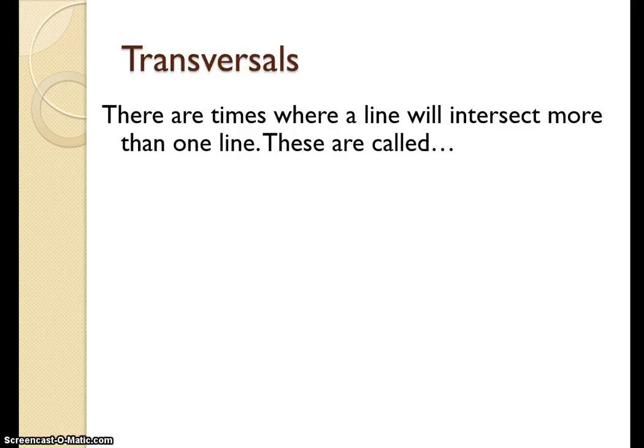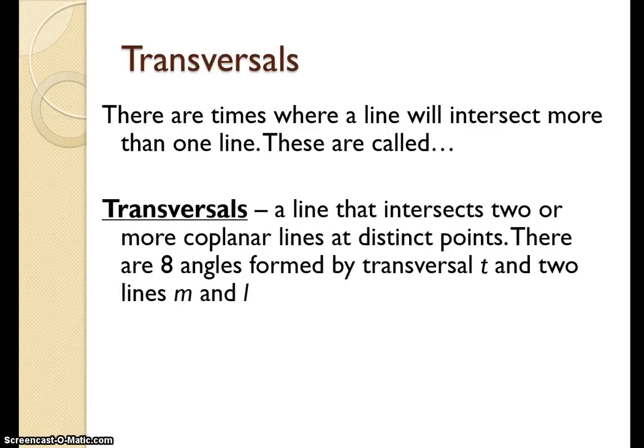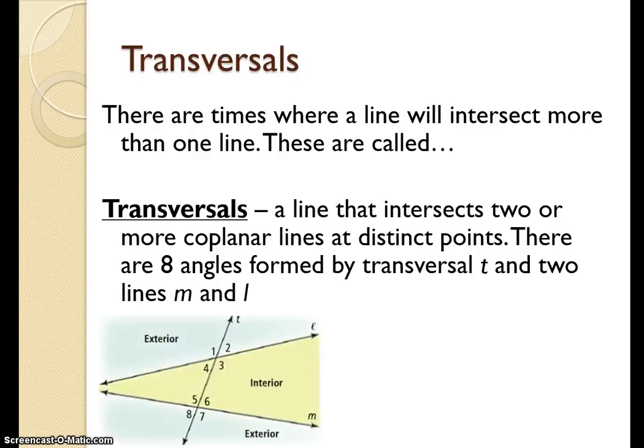We're going to get now more specific with some things because we're dealing with a lot with our parallel lines and such. We have things that are called transversals. So there are lines that are going to be intersecting more than one. They are called transversals. And this is a line that's going to intersect two or more coplanar lines at distinct points. There are 8 angles that are formed by the transversal, we call it T, and 2 lines M and L. So here is our example of 2 lines L and M, as you see below.